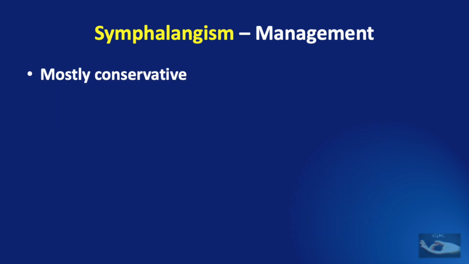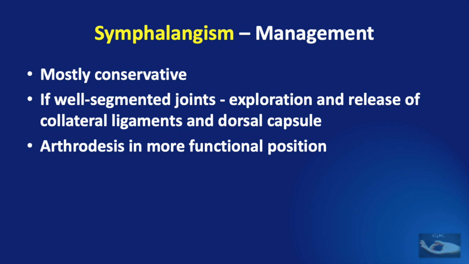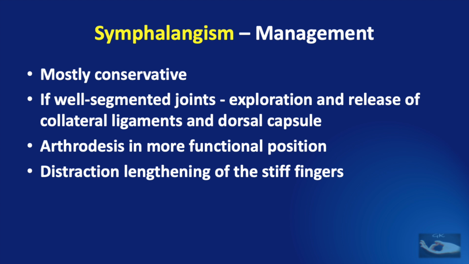Management of symphalangism is mostly conservative. Because of anomalies of flexor and extensor tendons, early surgical intervention is not usually successful. If there are well segmented joints, exploration and release of the collateral ligaments and the dorsal capsule may improve the function, but the results may be unpredictable. Arthrodesis in a more functional position of the involved joints at skeletal maturity will improve function and grip. Distraction lengthening of the stiff fingers in symbrachydactyly may improve the pinch between the thumb and a short index finger. It may lead to better aesthetics, but the treated fingers can become thin and stiff.